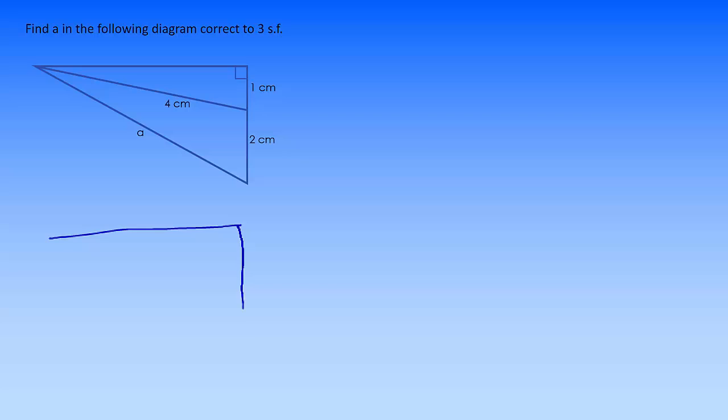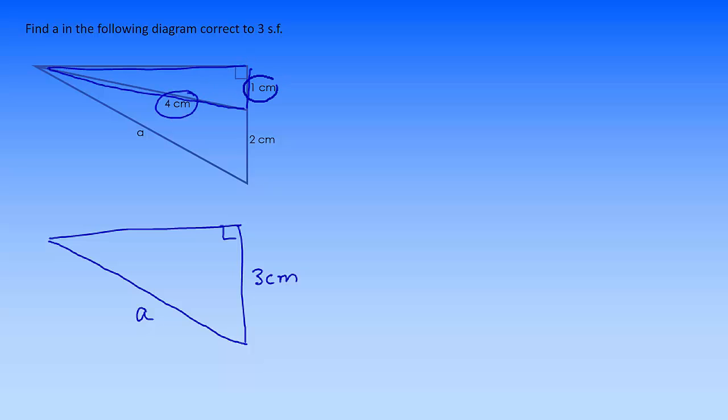If I draw the outside triangle down here, this is 3 centimeters. We know this is a right angle. This is A, what we're trying to find. We don't know this length, but we can work it out using this triangle just here, because we know the hypotenuse is 4 and this side is 1. So let's call this one x for now.